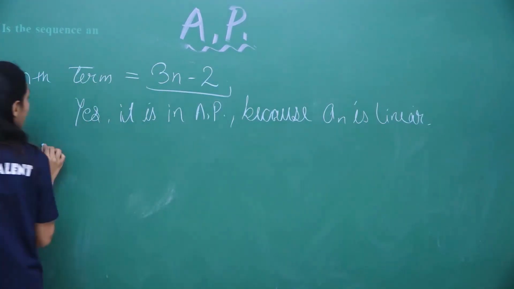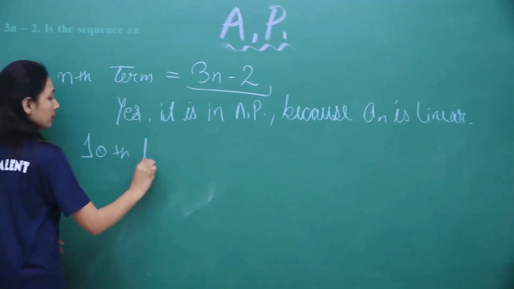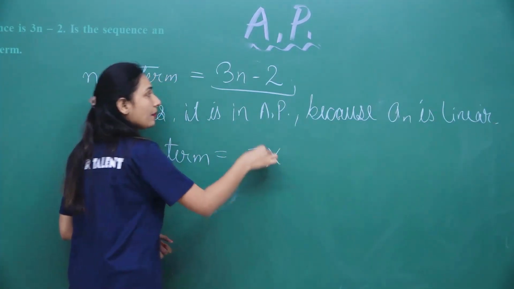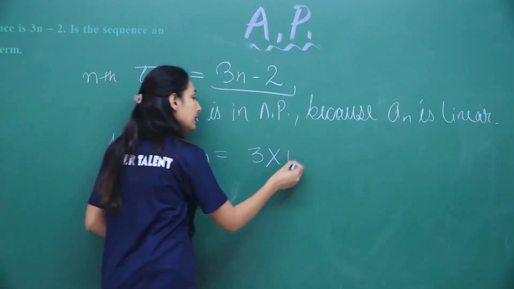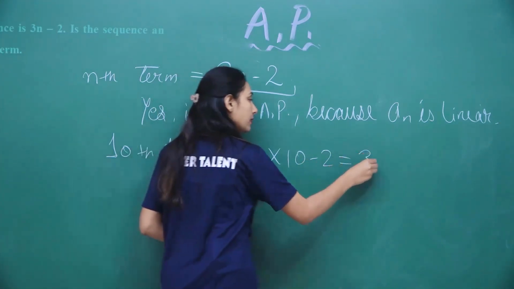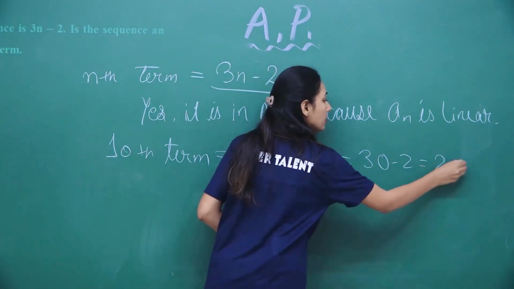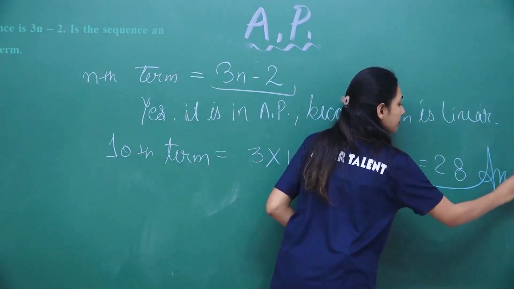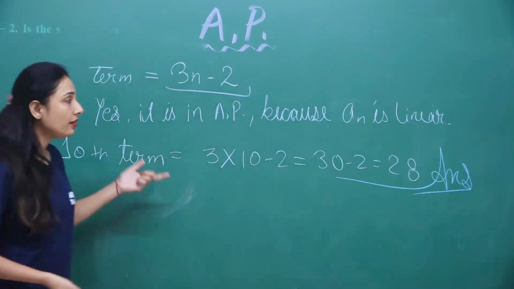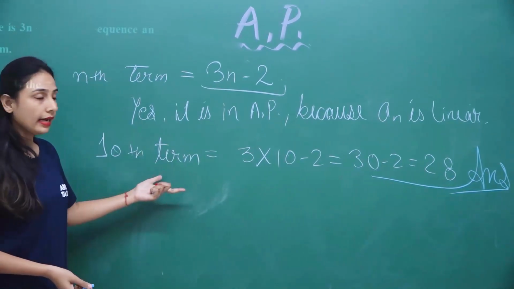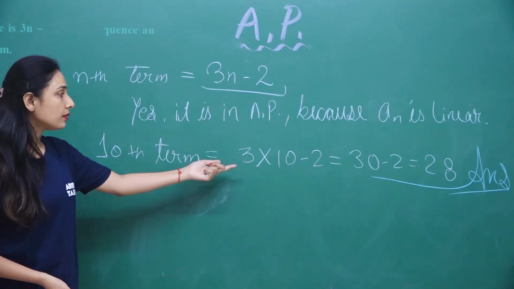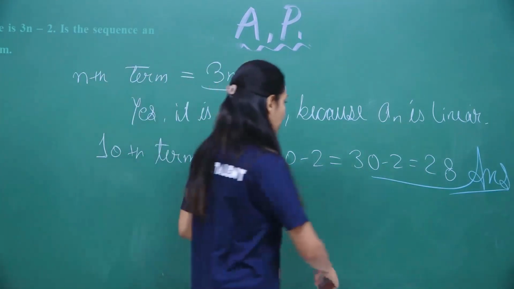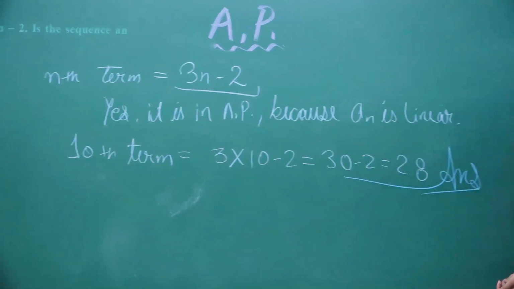Now, the 10th term will be equal to 3 multiplied by, just put n equals 10 here, minus 2, and that will be 30 minus 2 equals 28. So this 28 will be your answer. It's an AP. Why? Because it's linear, and the 10th term is found by putting n equals 10. Whatever value you get, that is 28 here in this case.